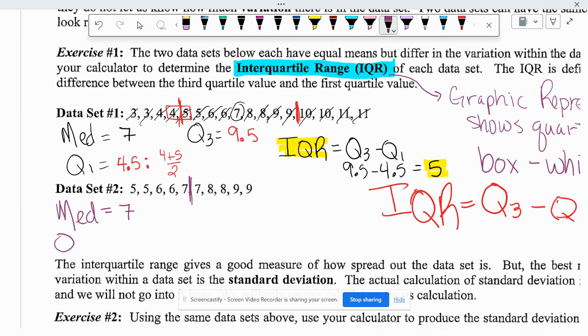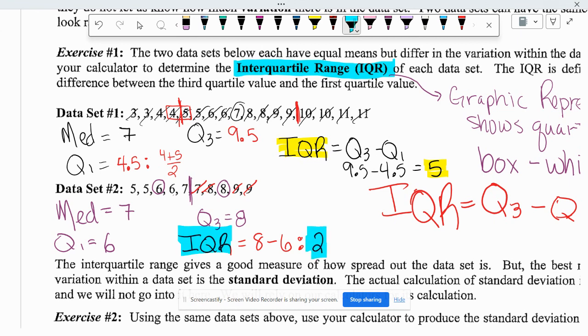Let's find Q1. 1, 2, 3, 4, 5. So the middle is 6. Let's find Q3. What's the middle number of that upper half? 8. Yeah, 8 is right in the middle. Remember, if you don't like that method, you can just take 1 from the bottom, 1 from the top, 1 from the bottom, 1 from the top, okay? So my IQR, interquartile range, Q3 minus Q1, is 2. So this has an interquartile range of 2.